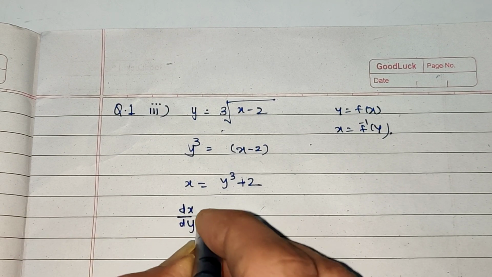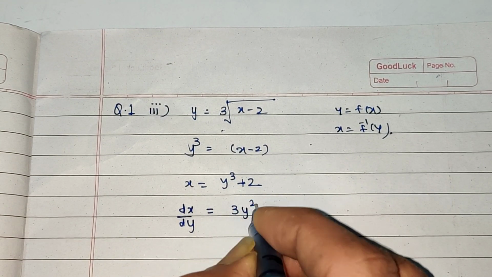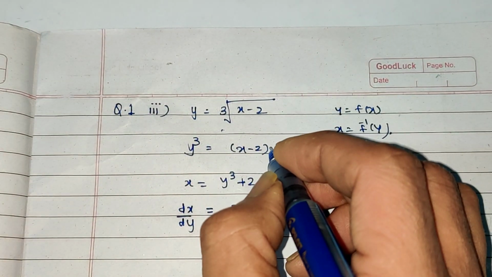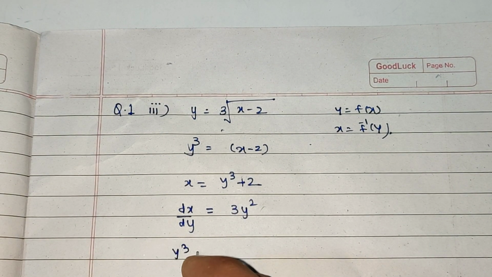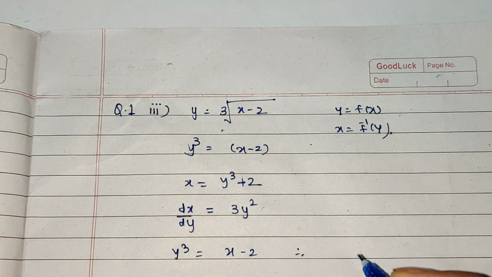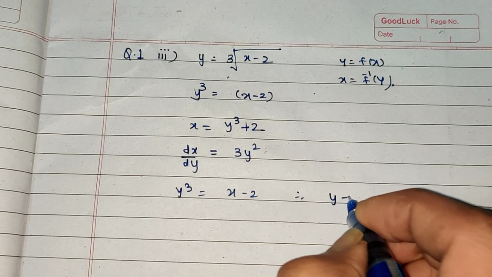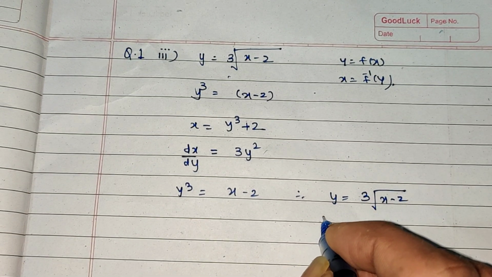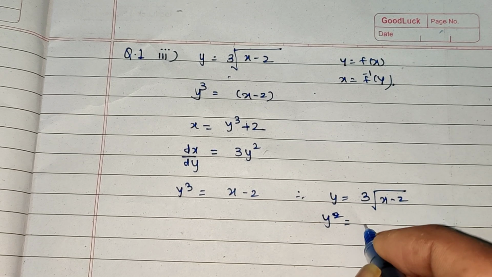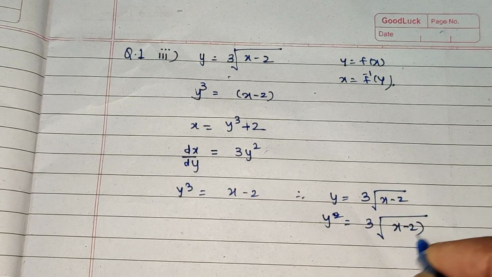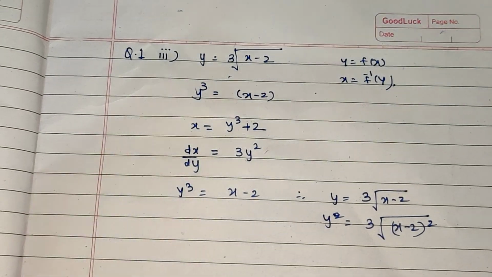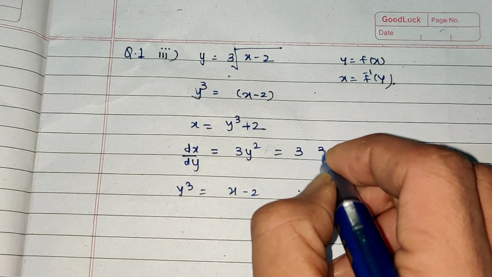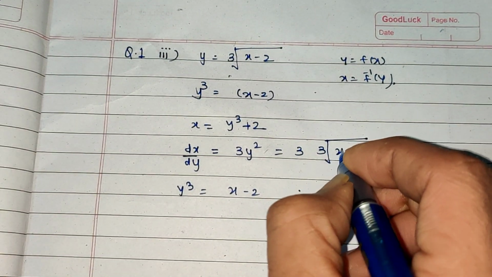dx by dy is equal to 3y square plus constant derivative 0. But y square we find, first of all y cube is this. y cube is equal to x minus 2. Therefore y is equal to cube root of x minus 2, and y square is equal to (cube root of x minus 2) square. Therefore dx by dy is 3 into y square, (cube root of x minus 2) whole square.